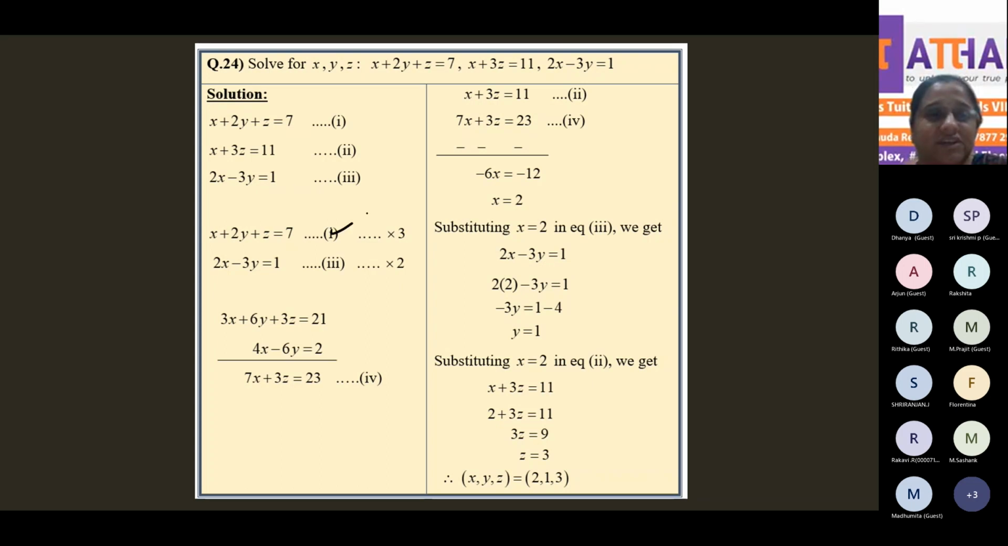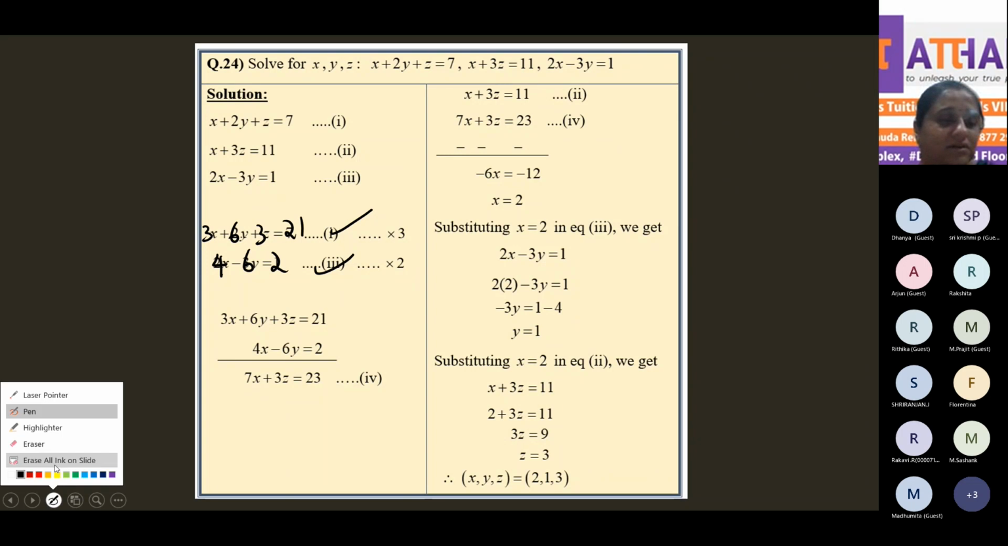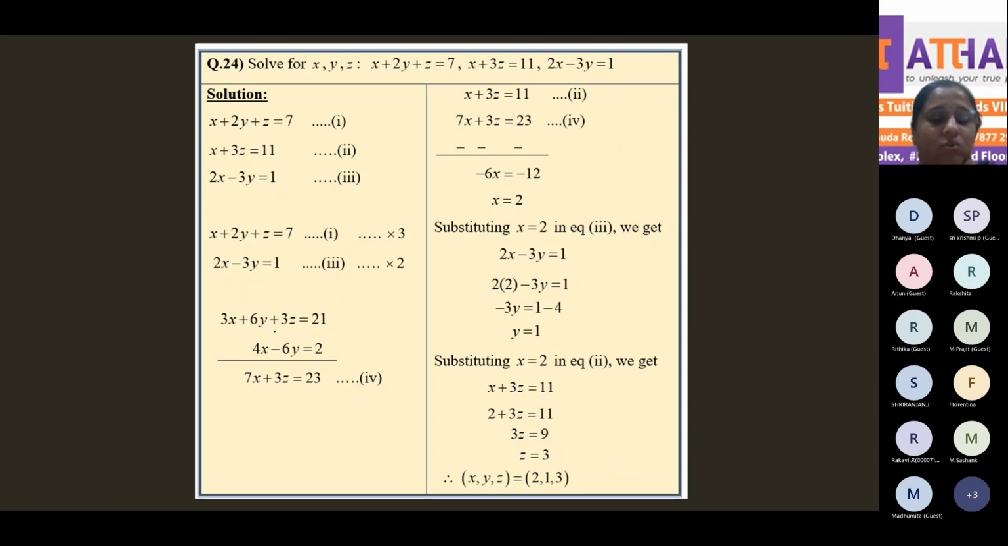So see here, I've taken the first equation and the third equation. And the idea is to eliminate y. So multiply this equation by 3, the next equation by 2. And you can see I've written the equations here. So when you multiply by 3, 3x, 6y, 3z, and 7 3s are 21. Here this will become 4x, minus 6y, and 2. So I've written the two equations. Here I've solved them. What will happen? Plus 6y minus 6y gets cancelled. 3x plus 4x, 7x. 3z plus 3z.